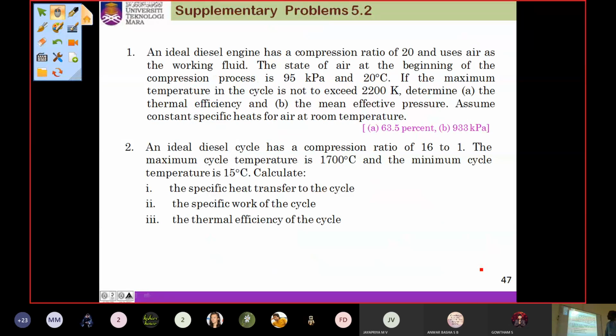So these are some supplementary problems, over to you to solve at your home. Just try to solve the problems as homework. Then we can move to the dual cycle.